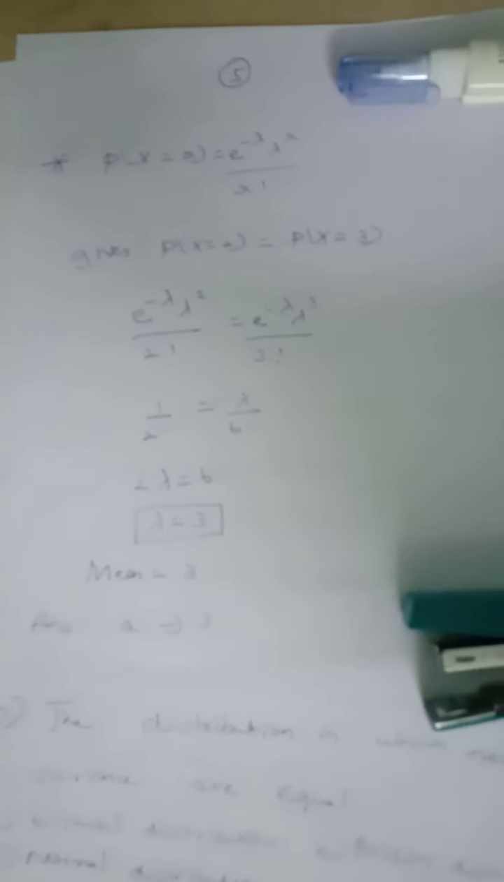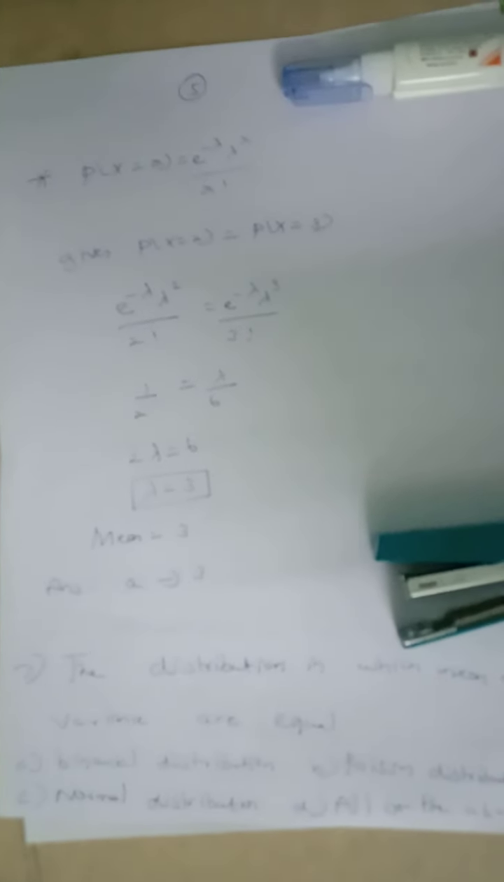We know the formula for Poisson distribution. P of x is equal to e power minus lambda, lambda power x divided by x factorial. So we are given P of x is equal to 2 is equal to P of x is equal to 3. So we are equating e power minus lambda, lambda square by 2 factorial is equal to e power minus lambda, lambda cube by 3 factorial. E power minus lambda and e power minus lambda get cancelled. So we get lambda value is equal to 3.